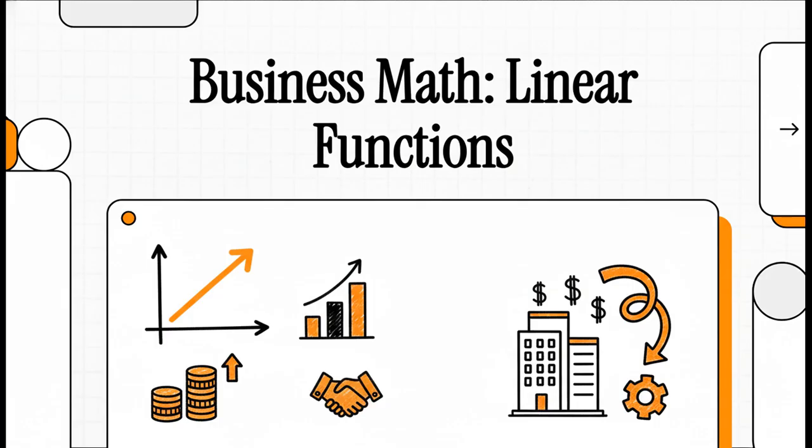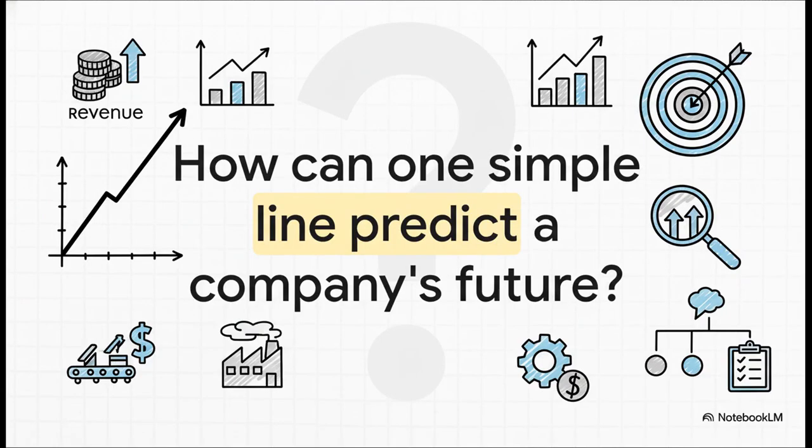It's how we understand the way changes in one area, say how much we produce, directly affect another area, like our total costs. So this isn't about memorizing formulas for an exam. This is about learning to speak the language of business strategy. Now, I know what you might be thinking. How can one simple line, a straight line, actually predict a company's future? It sounds like a huge exaggeration, right?